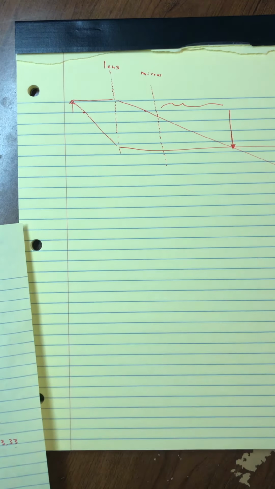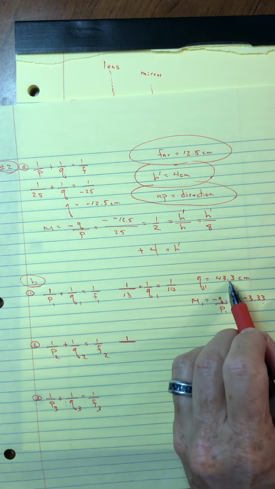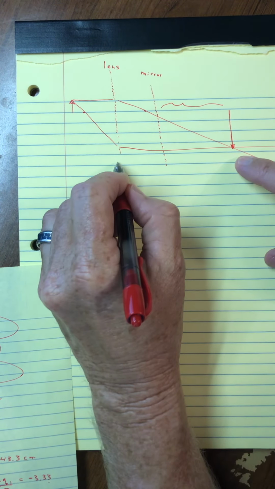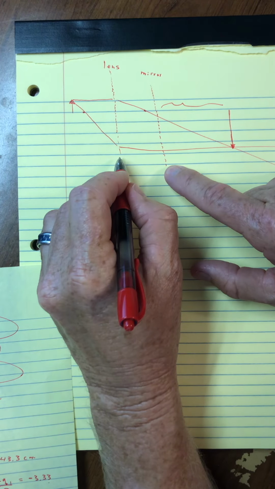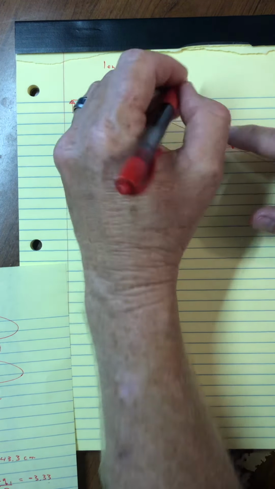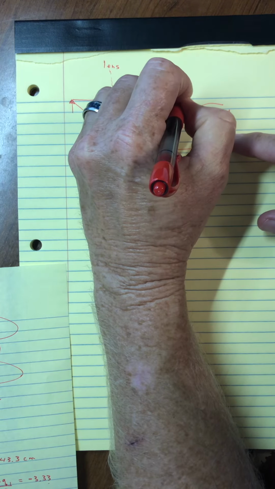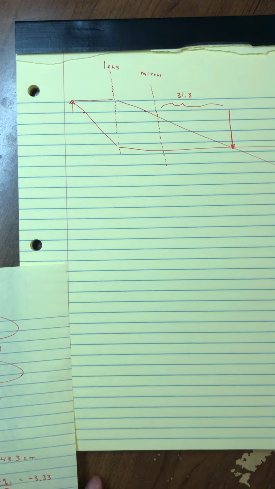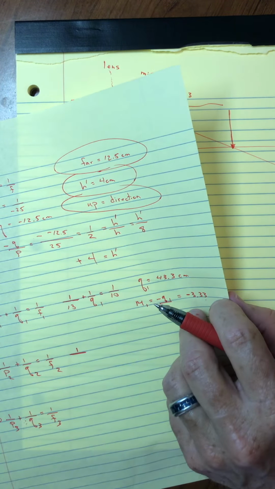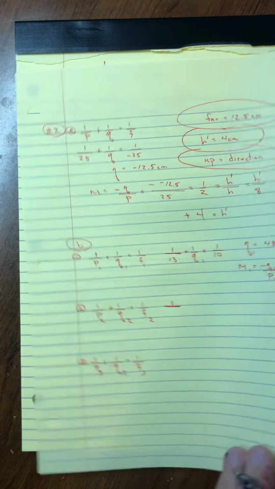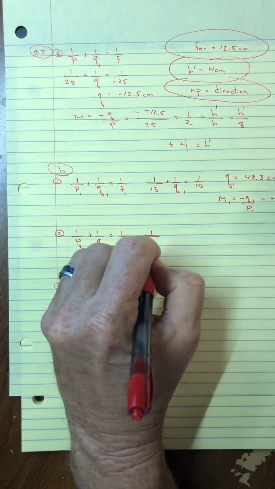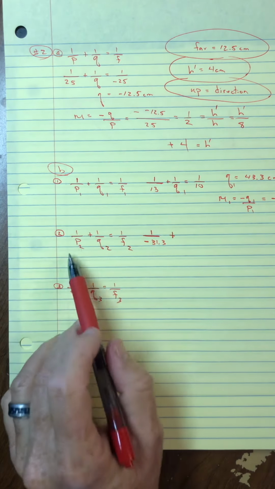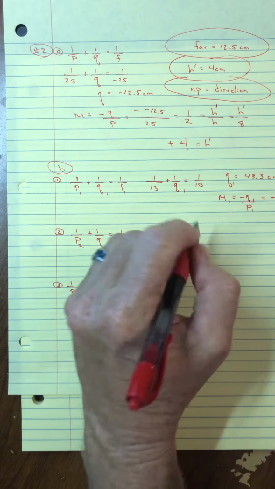And if we said that this was 43.3, so this right here is 43.3, but we subtract off this 12, 43 minus 12 makes a 31.3. So my object distance is 31.3, and it's negative 31.3. So that is my object distance.